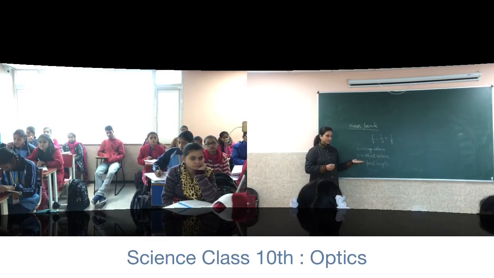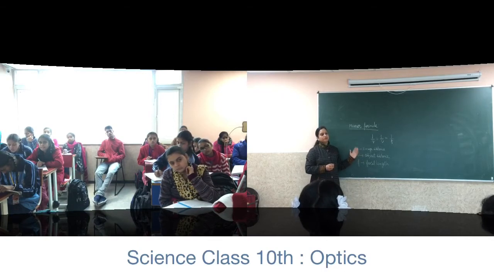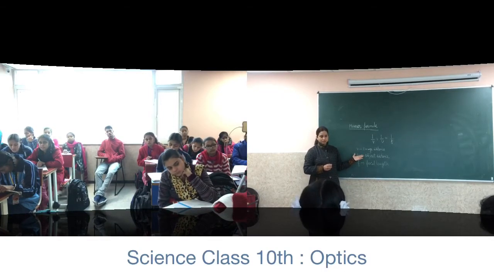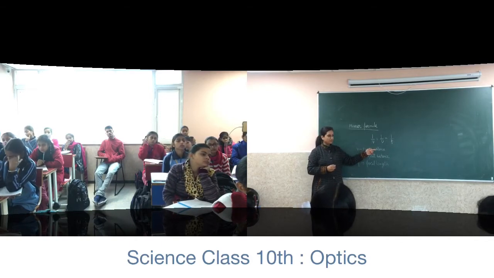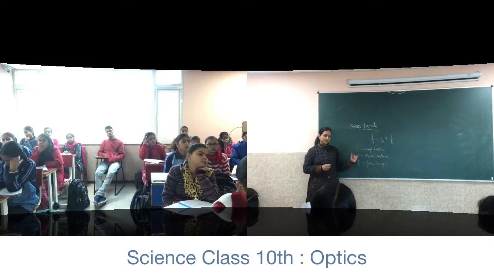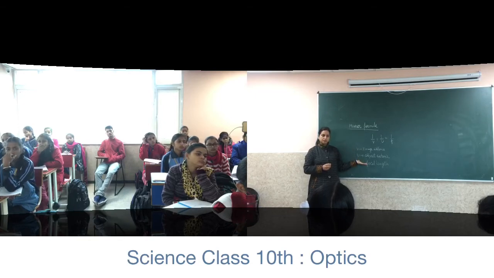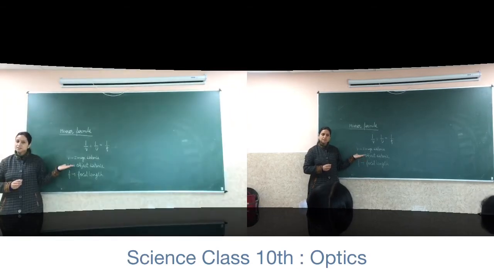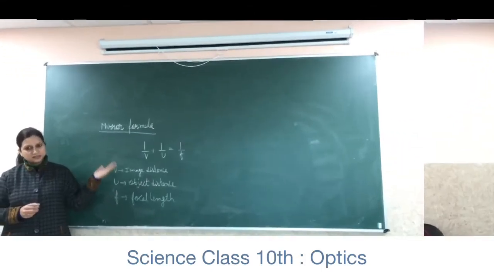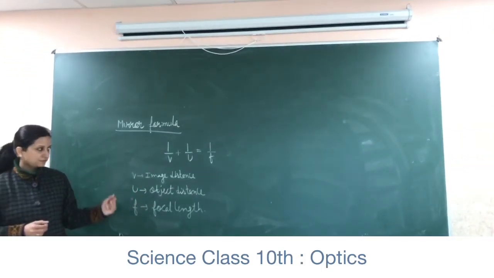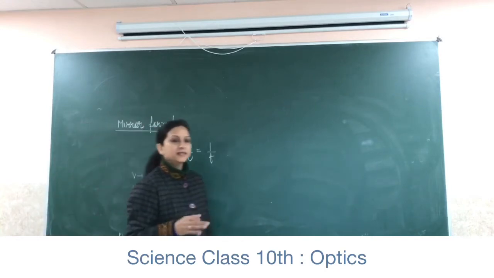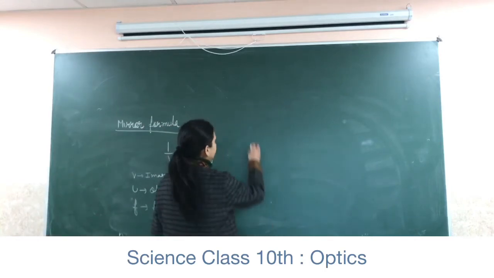So this relationship which joins the three quantities V, U and F is given the name mirror formula. And whenever we are solving numericals, there are three quantities here: image distance, object distance and the focal length. Any two of them will be given to you and you have to find the third one. For that you have to apply the sign conventions. That is why we have done the sign conventions first and then the mirror formula. Clear to everyone? Yes, ma'am. Now, after this, there is one more term, that is magnification.